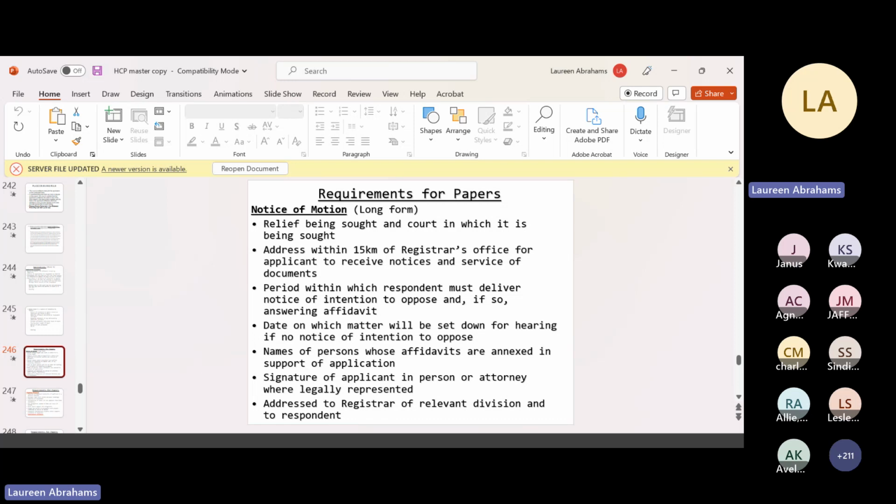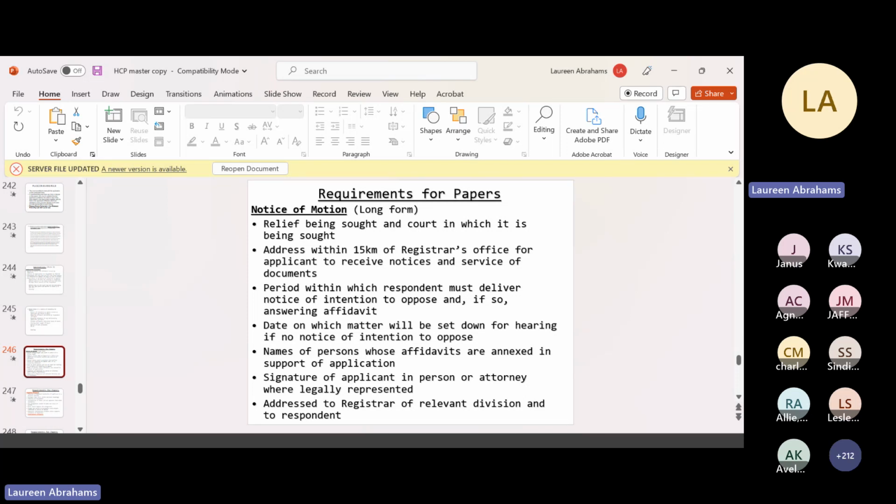You would also in the notice of motion state the name of the person whose affidavits are annexed in support of the application. Okay, so you will say attached to this notice of motion is the affidavit of Mr. X, yeah, the affidavit in support of this application. And then it is signed by the applicant if he's in person, or an attorney. Now, an advocate never signs a notice of motion. It is only an attorney that signs a notice of motion. You also don't have to have right of appearance in the High Court to sign the notice of motion.